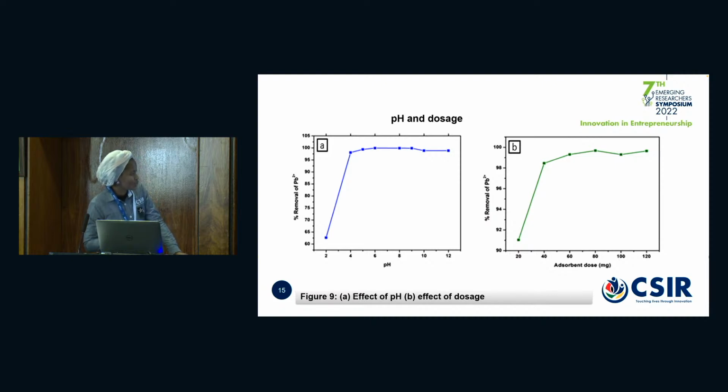The effect of dosage was also studied to determine how much is required to remove lead in wastewater. And then it was observed that at dosage 8 milligram was the minimum mass required to remove lead in the wastewater.